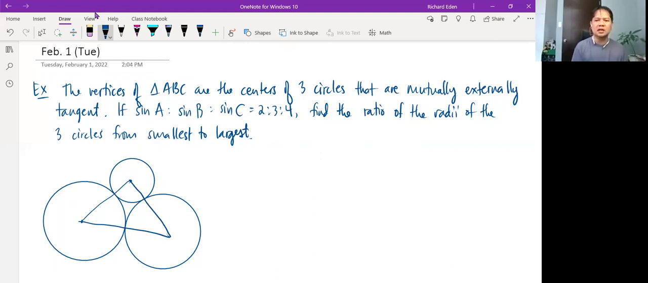Let's call them A, B, and C. It looks like a right triangle. It looks like it's isosceles, but I don't want to change the figure anymore. All we know is that sine A, sine B, sine C are in the ratio 2:3:4. However, it's the radii that we have to find the ratio of. So let's call them X. So if that's X, that's also X as marked. And for circle B, the radius is Y. For C, the radius is Z.